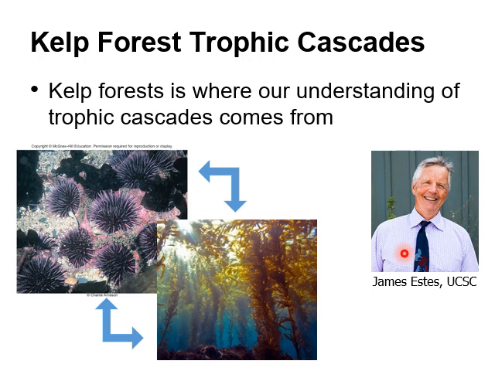Okay, finally, I wanted to talk a little bit about kelp forests and what are known as trophic cascades from kelp forests. First, we're going to talk about kelp forests on the West Coast, and the research that this guy, James Estes, did on these kelp forests. He was a professor for a long time at the University of California in Santa Cruz, and its kelp forest is where our understanding of trophic cascades comes from. I'll explain what a trophic cascade is on the next slide.